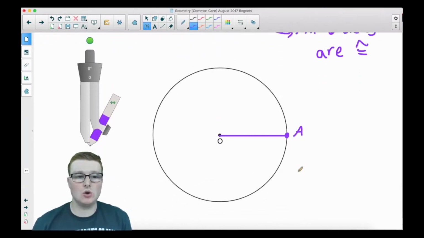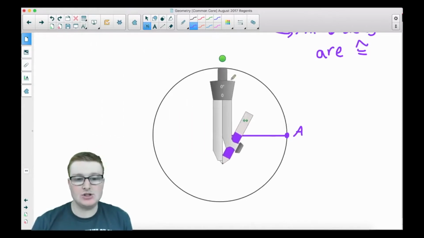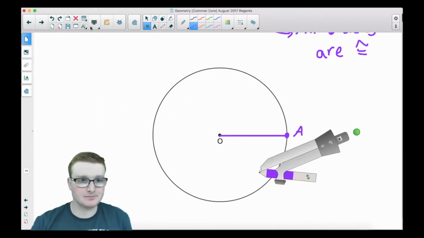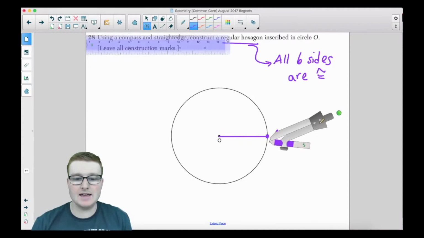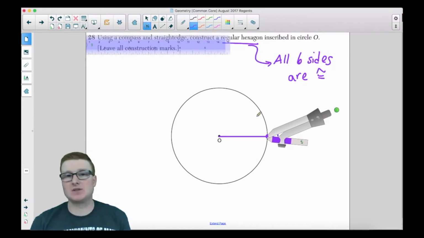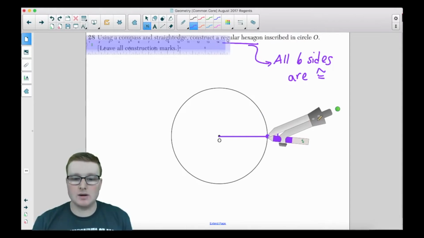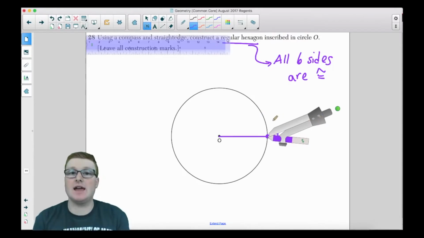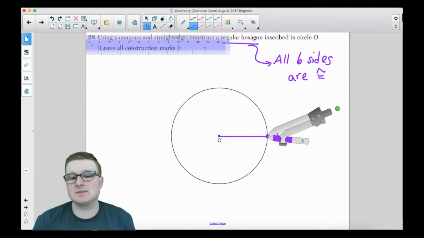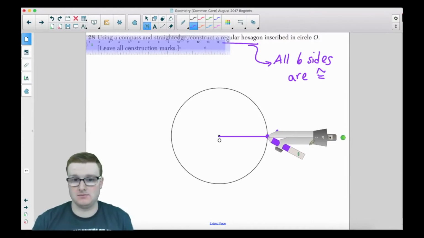Now your goal is to take your compass and place it on A, spin it around in intervals, draw your hexagon, and you're done. By the way, if you don't like what I'm doing on the computer, I have a hands-on construction immediately following this. So if you want to fast forward, that's perfectly fine with me. Or if you want to watch both, that's fine too.